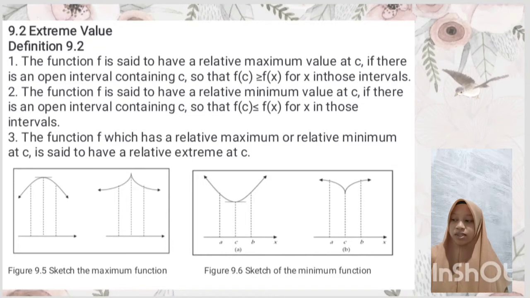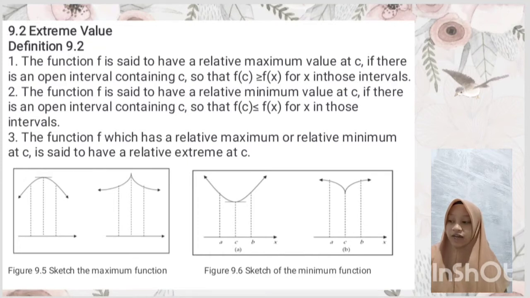9.2 Extreme value. Definition 9.2. 1. The function f is said to have a relative maximum value at c if there is an open interval containing c, so that f(c) is more than or equal to f(x) for x in the interval. 2. The function f is said to have a relative minimum value at c if there is an open interval containing c, so that f(c) is less than or equal to f(x) for x in the interval.